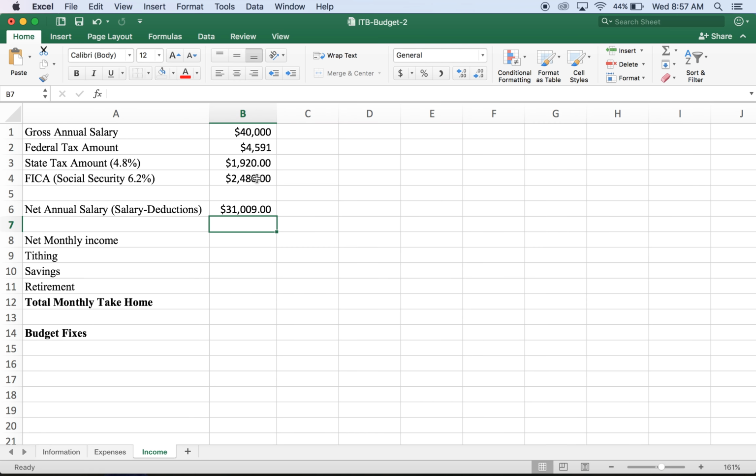Again, if you make more than that, they're going to take more taxes. Remember the progressive tax model, the more you make, the more they take. So my net annual salary is $31,009, right? The money's going away pretty quick.